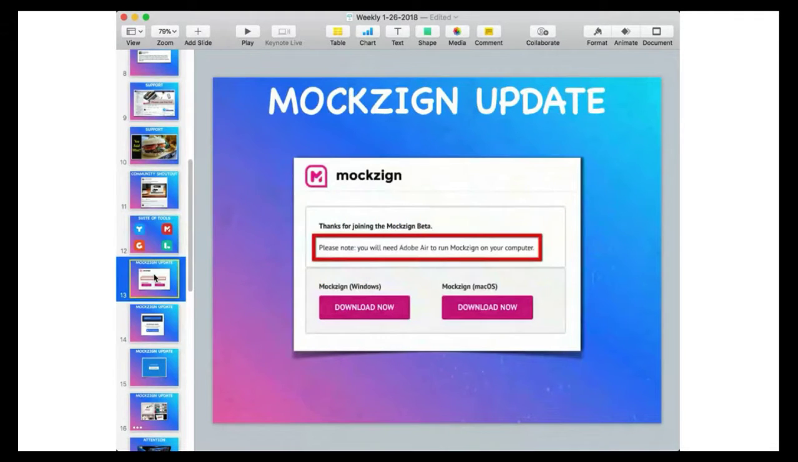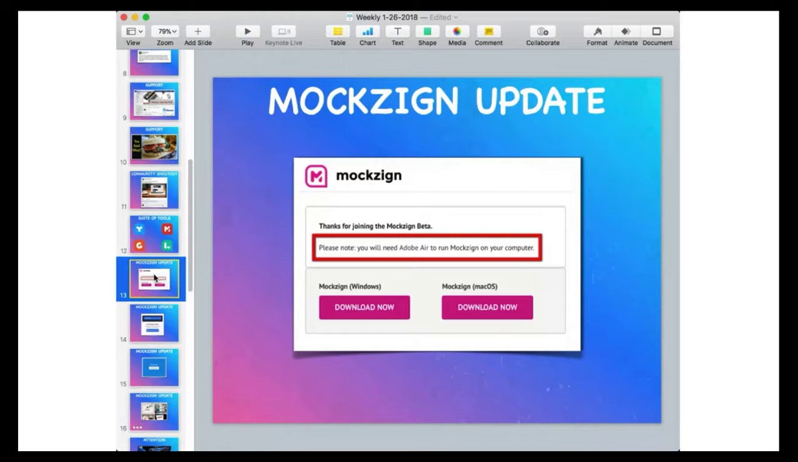I'll remind you one more time that there is a MOCKZIGN update right now, and we have added several new mock-ups to that platform. And so if the mock-ups that you would like to see are not there yet, they're going to be there. At some point in time, they will be there. And so, no, this is not from last week. I'm just reminding people from last week.